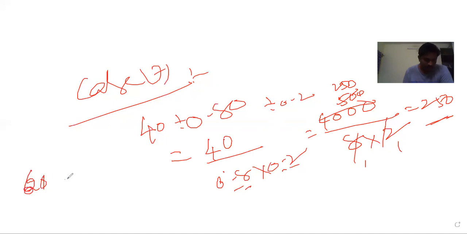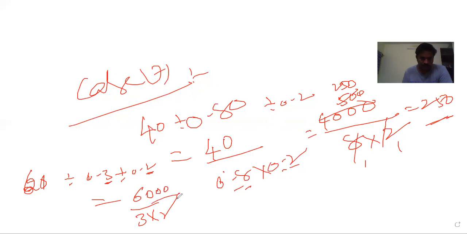60 divided by 0.3 divided by 0.2. Simply write this one as 60 divided by 3 into 2. Here, after the decimal we have only one number, and here also one number. So we place two zeros, and automatically we eliminate the decimal.